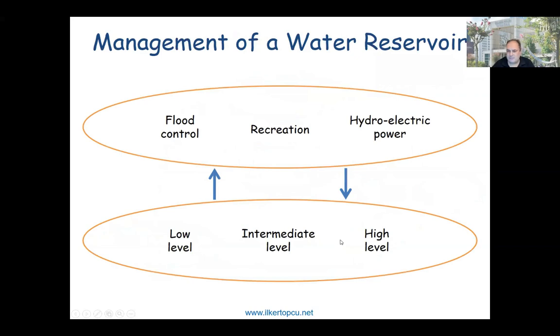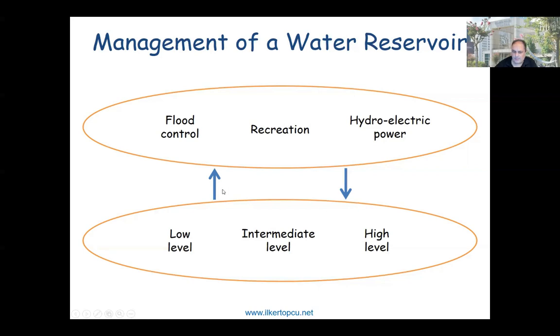Here you see a very simple example. There are two clusters. One cluster stands for the purpose of usage of a dam, of a water reservoir. And the second cluster represents at what level the water will be kept. And as elements, we have flood control, recreation purposes, hydroelectric power generation. And for water level, we have low level, intermediate level, high level. And both clusters' elements are affecting the other cluster's elements.